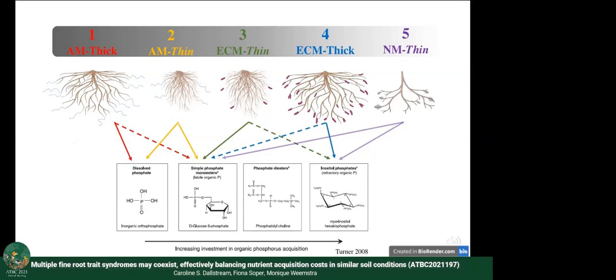Our framework presents testable hypotheses and guidelines for syndrome research, which can verify syndrome coexistence and partition variance to evaluate its importance for overall trait variation. We conclude that fine root functional diversity of coexisting species may be underappreciated, especially in the tropics, and have implications for scales of fine root trait variation, ecosystem functioning, and biogeochemical cycling.